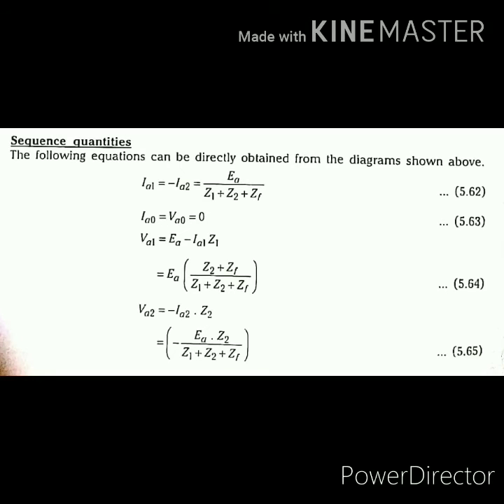Sequence quantities analysis: IA1 is equal to minus IA2 from equation 5.59, and if you observe the circuit diagram, it is obtained by the total voltage EA divided by the sum of all the impedances. We know IA0 and VA0 are equal to 0, whereas VA1 from the star equation, we can substitute IA1 and get 5.64. Similarly, find VA2.